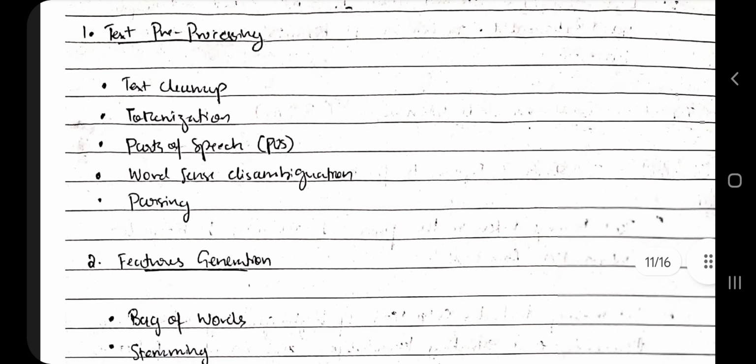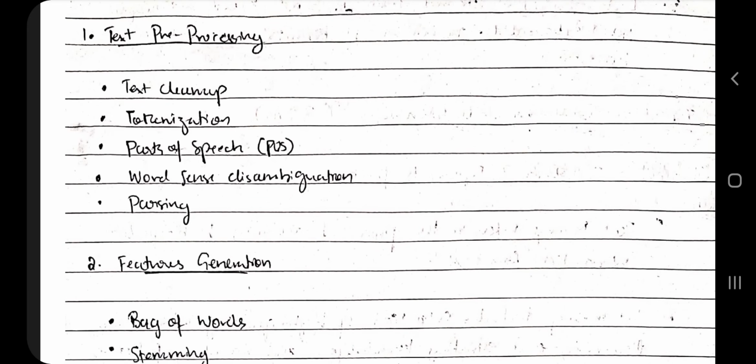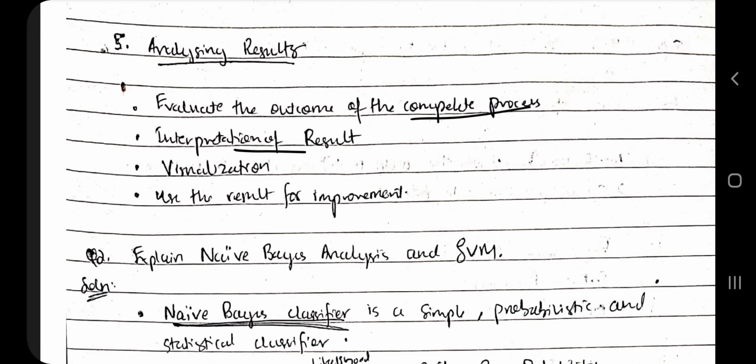For your information, I can show you the key points. You can quickly go through it. Text cleanup, tokenization, parts of speech, word sense disambiguation, parsing. These are the steps followed in pre-processing. This you have to write in your own words. Feature generation: bag of words, stemming, removing stop words, vector space model. By using these, you will be generating the features, and from those features you will be selecting some relevant features by using dimension reduction, n-gram evaluation, noise detection and evaluation. You will be using some techniques like unsupervised, supervised, and identifying evolutionary patterns. Then you will be analyzing the results using the complete process, interpretation, visualization, and using the result for improvement.